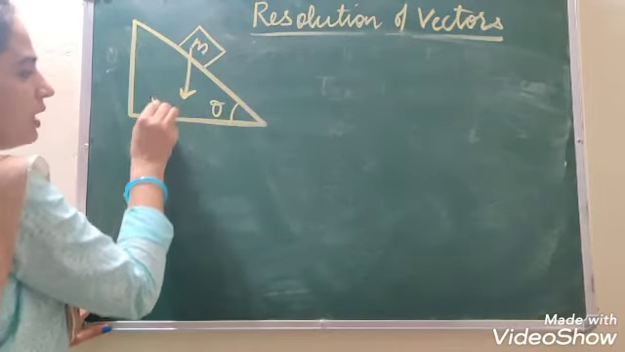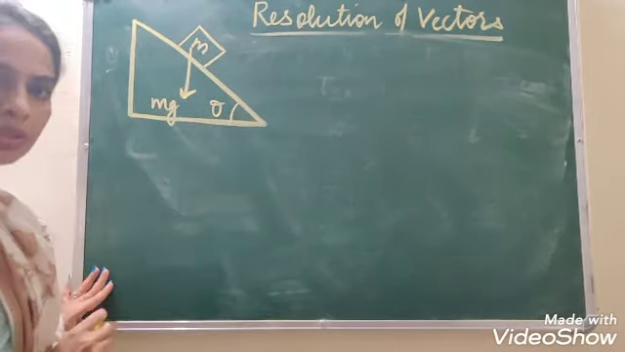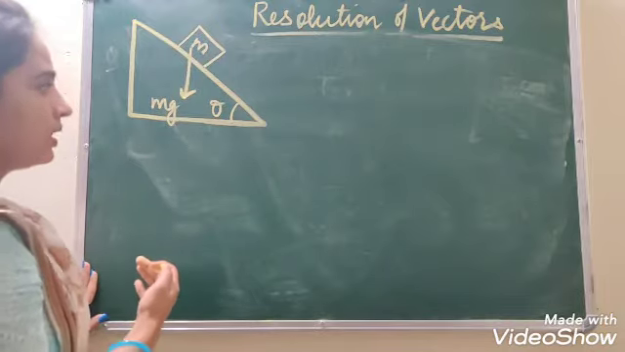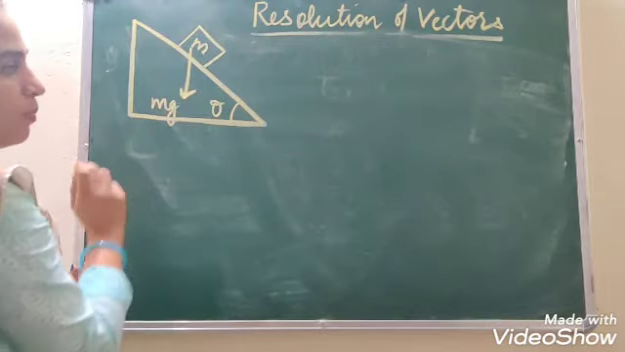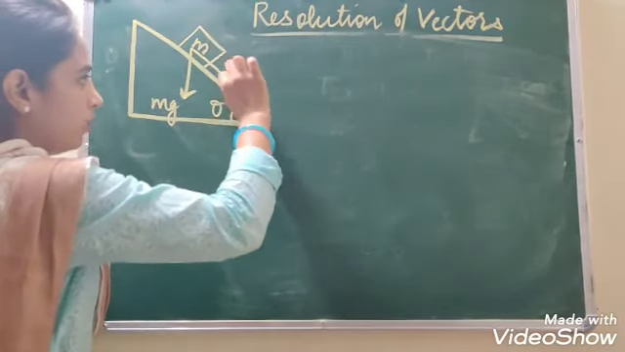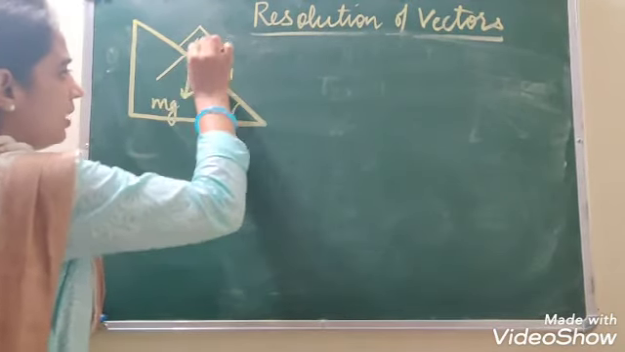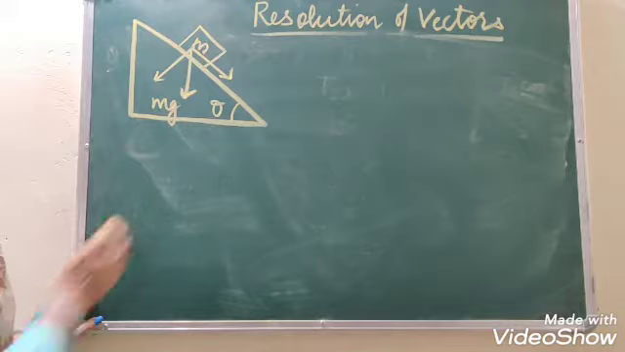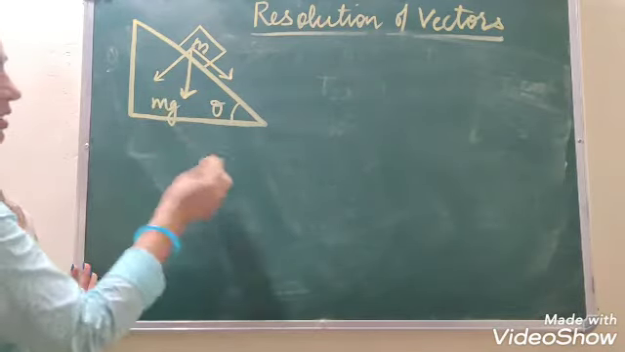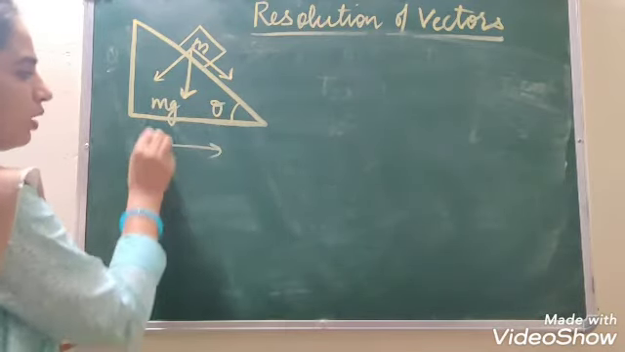See, this mass m is lying like this on the inclined plane. So mg, its weight, not mass, its weight will be acting downwards in this direction. Now this mg has two components. This will be one component and this will be one component.